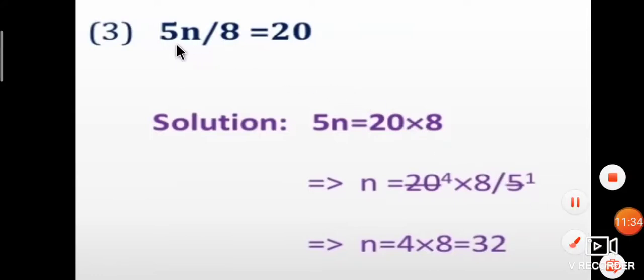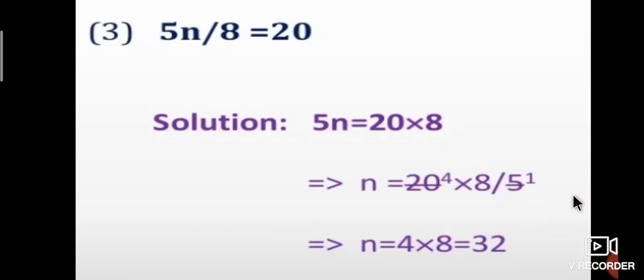Therefore, solution: 5n is equal to 20 into 8. n is equal to 20 into 8 divided by 5, because here we transpose 5 to the RHS from the LHS. Therefore, the equation is n is equal to 20 into 8 divided by 5. 5 ones are 5, 5 fours are 20, divide the equation. Again, n is equal to 4 into 8, that is equal to 32. 32 is the solution of this equation.